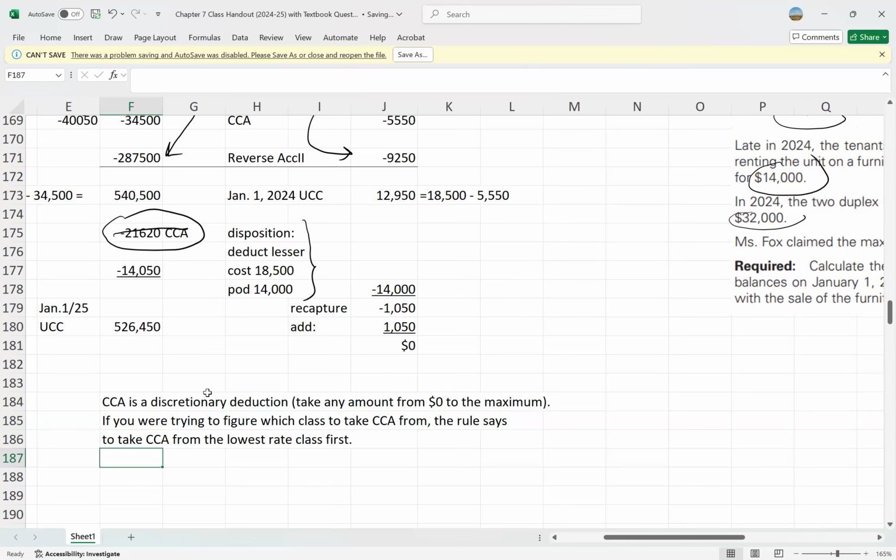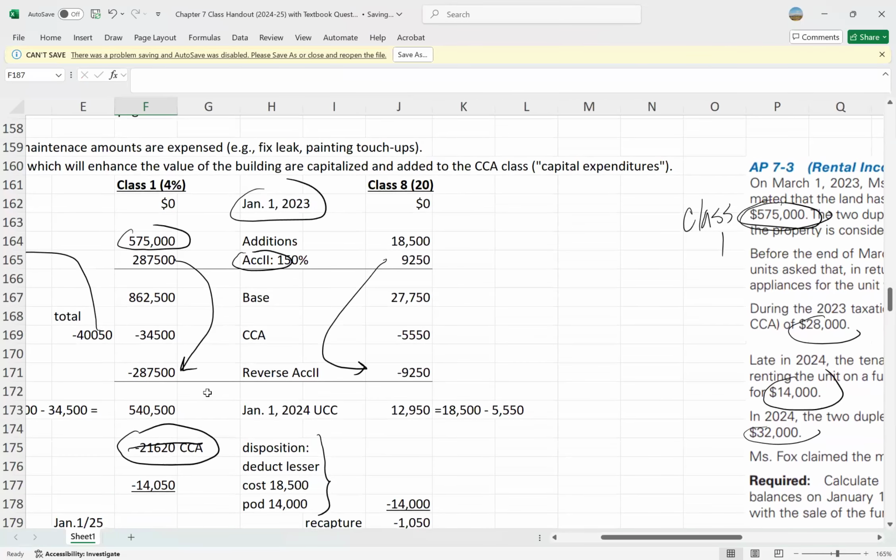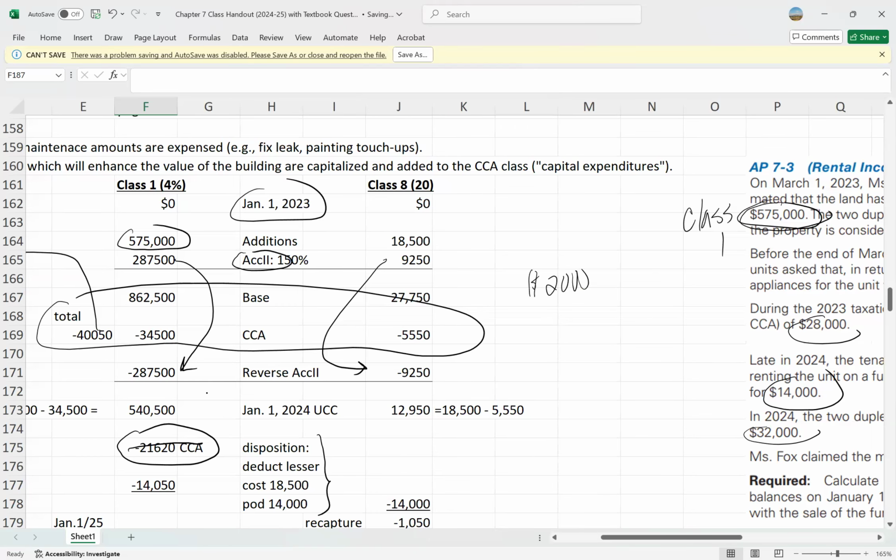If we look at this example above here, let's go back to 2023. In 2023, we had a total CCA of $40,050. But let's say our rental income before CCA was only 2,000. So we can only take CCA of 2,000 to bring it down to 0. But we could take 2,000 from class 1, or 2,000 from class 8. The rule says always take it from the lower rate class, which is the 4% versus the 20%.